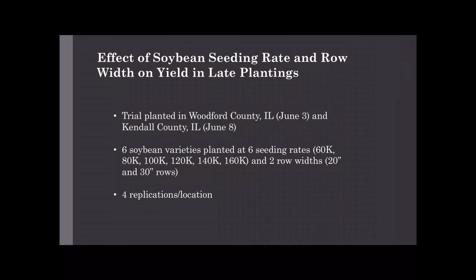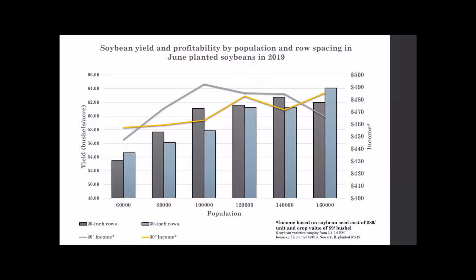So as I mentioned earlier, the challenges this spring and harvest challenges really only allowed us to get data from 2 locations of this trial. So they came from Roanoke in Woodford County and from Newark in Kendall County, Illinois. We planted 6 different varieties at 6 different rates and 2 row widths, and we had 4 replications per location. So let's take a look at the data.